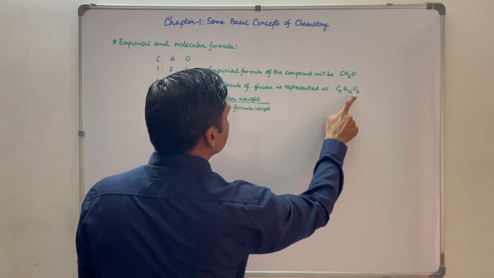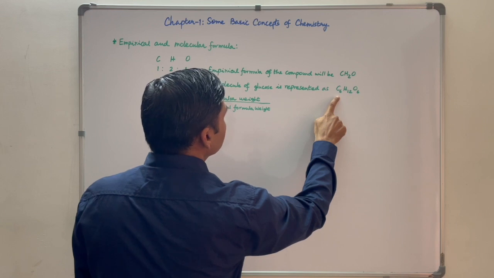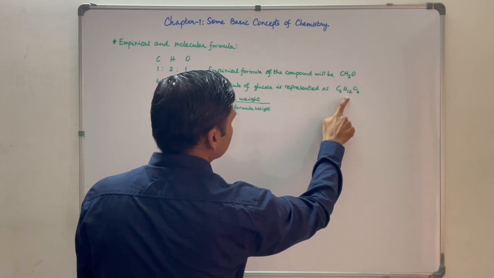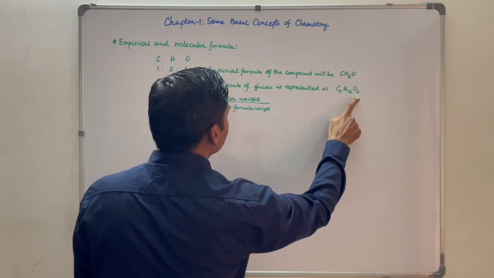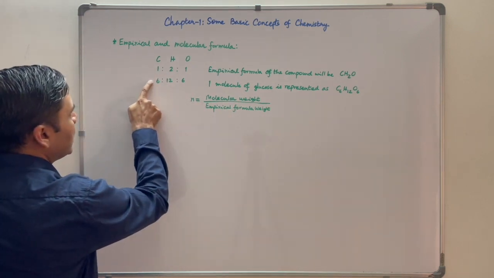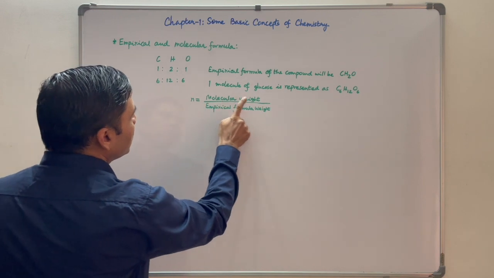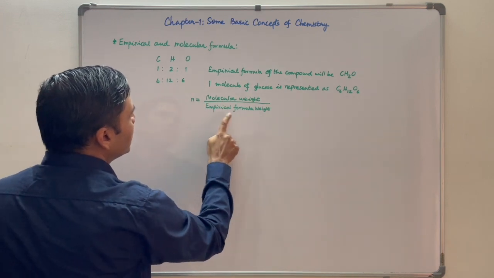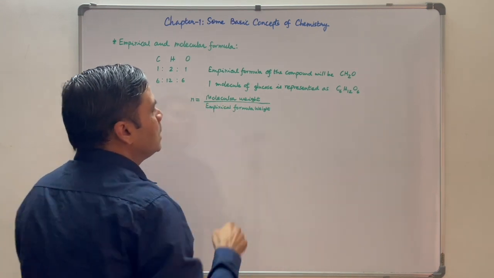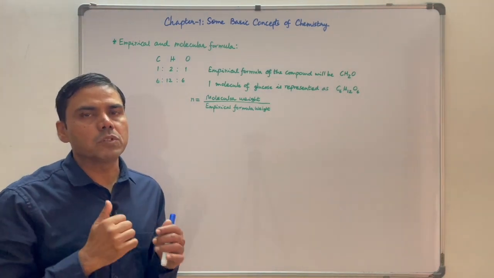C6H12O6. Means in a molecule of glucose there are 6 carbon atoms, 12 hydrogen atoms and 6 oxygen atoms. Quite clearly the common multiplier is 6. Common multiplier N is given by molecular weight of the compound upon empirical formula weight of the compound. Let us solve one numerical based on it.